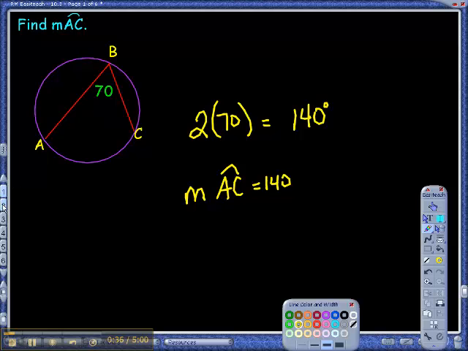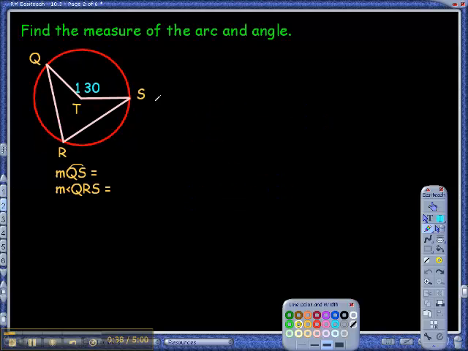Okay. Moving right along, the next one said find the measure of the arc and the angle. First we're finding arc QS. Notice that we have a central angle. Its vertex is the center. That central angle is 130 degrees. Well, that intercepted arc should be exactly the same as the measure of its central angle. So the measure of arc QS would be 130.